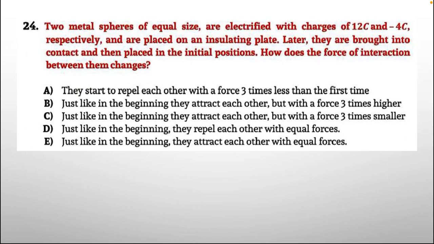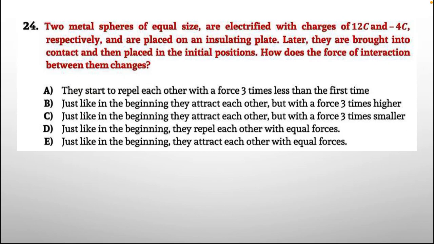Question number 24. The two metal spheres of equal size are electrified with charges of 12 coulomb and -4 coulomb respectively, and are placed on an insulating plate. Later they are brought into contact and then placed in the initial position. How does the force of attraction between them change?